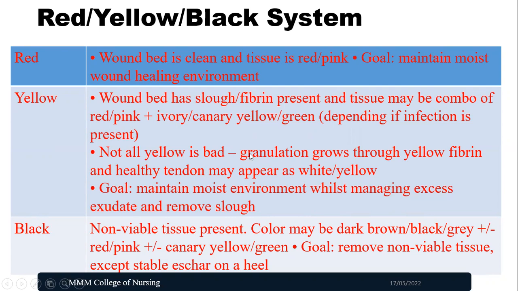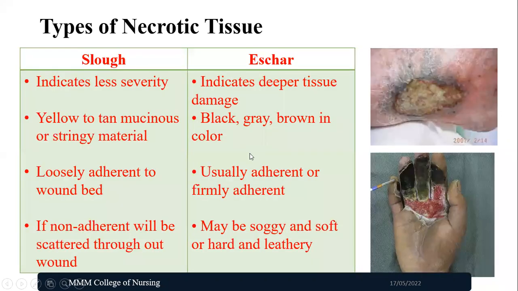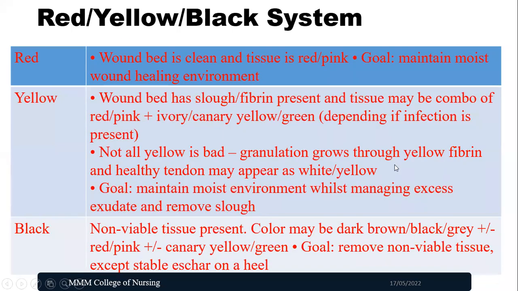Not all yellow is bad. Sometimes granulation grows through yellow fibrin, and a healthy tendon may appear white or yellow. So we need to consider and assess other factors before we conclude that the yellow tissue is a problem. If yellow tissue is present, the goal of treatment will be maintaining the moist environment whilst managing excess exudate and removing slough.